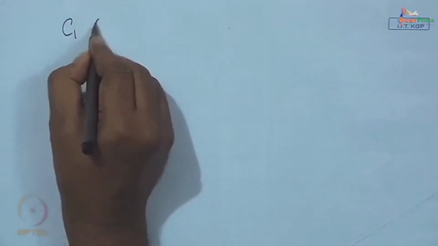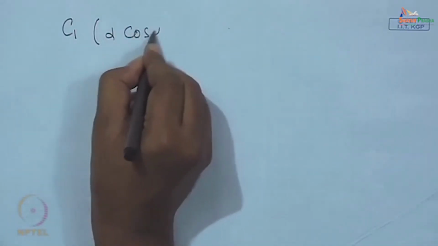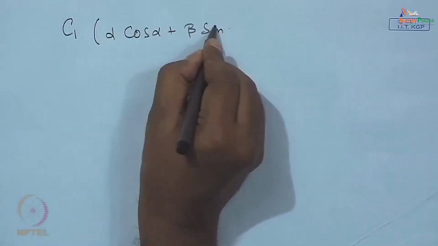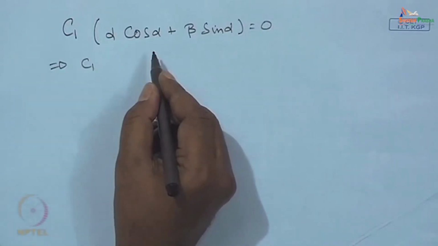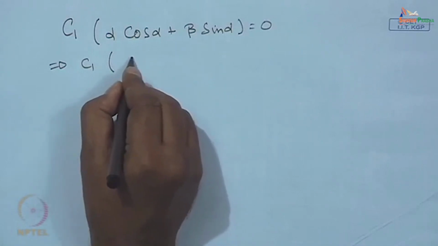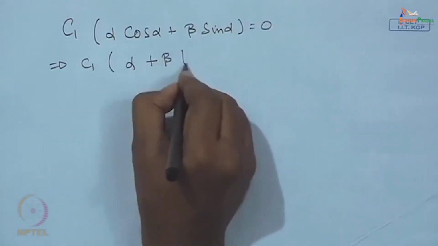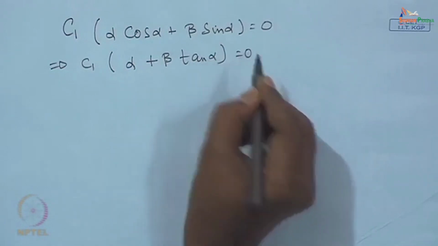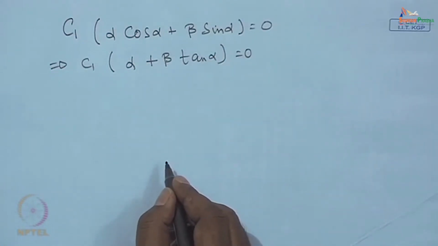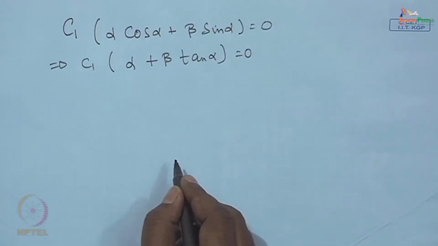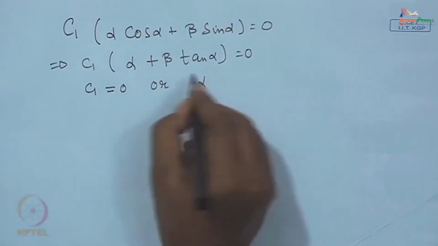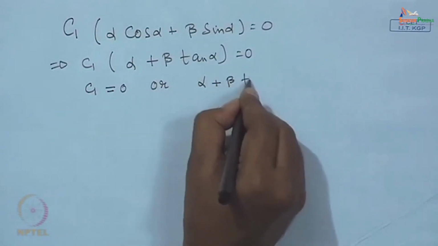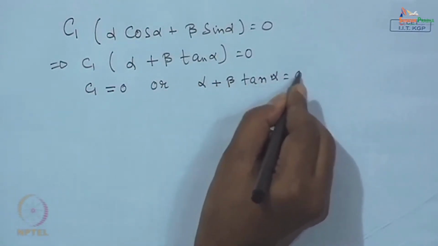We just take C 1 common. It will be C 1 times alpha cosine alpha plus beta sin alpha is equal to 0. Dividing both sides by cosine alpha, we get alpha plus beta tan alpha is equal to 0. Now, there are two options again in this case to satisfy this equation. The first one is C 1 is equal to 0, or the quantity in the bracket is equal to 0, alpha plus beta tan alpha is equal to 0.